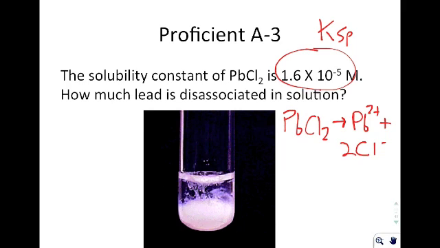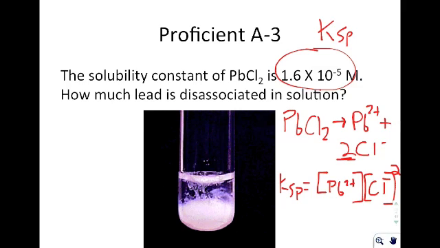So when I'm writing my Ksp expression, I would say Ksp is equal to Pb2+ times Cl-, and then we square that value. The reason we have to square the Cl- is because it has a coefficient this time. If you look back at our original version, it was A to the a and B to the b. So since we have this, there's the expression.